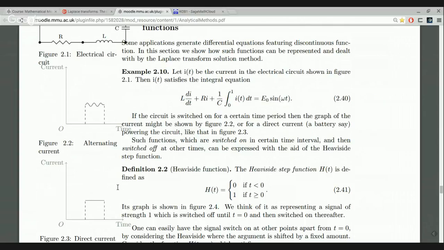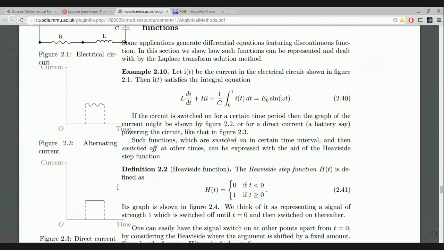But this is the graph of the Heaviside step function. It's named after Heaviside, who was a British engineer, I believe. Heaviside step function, typically denoted with the letter h.